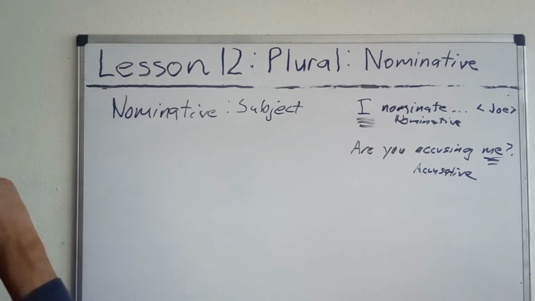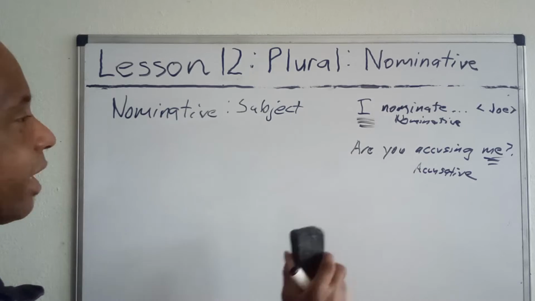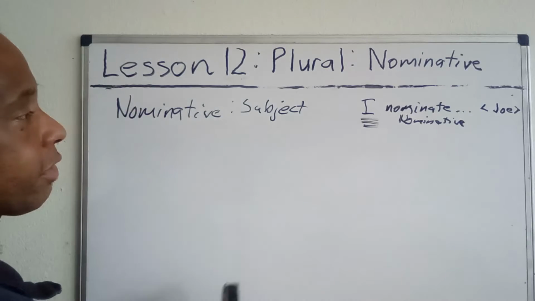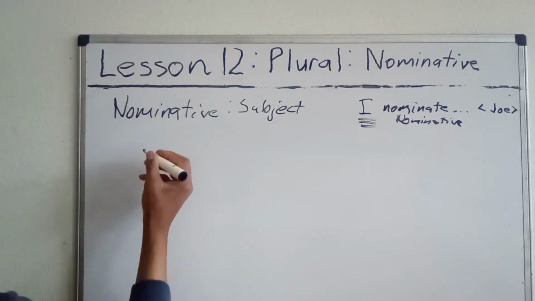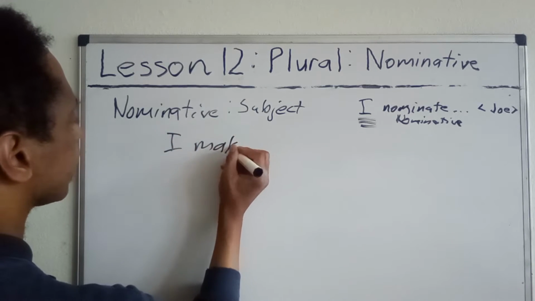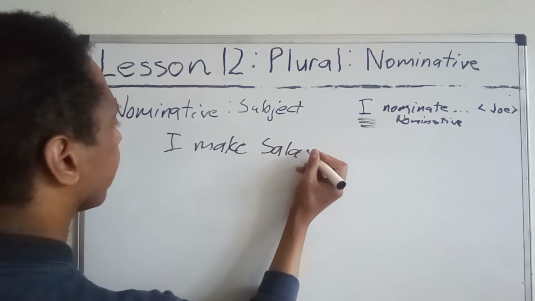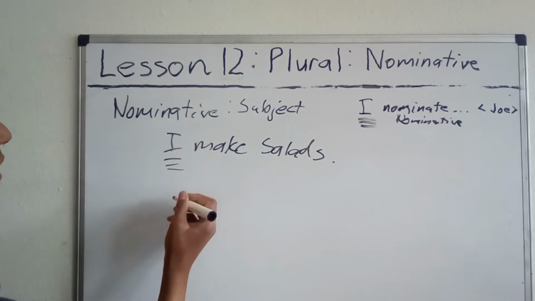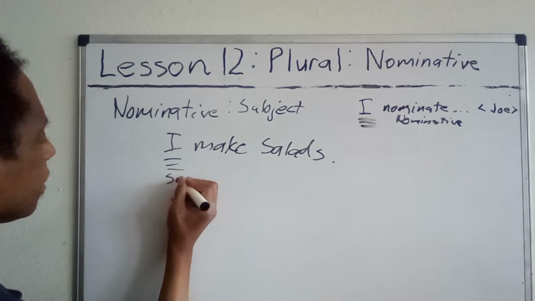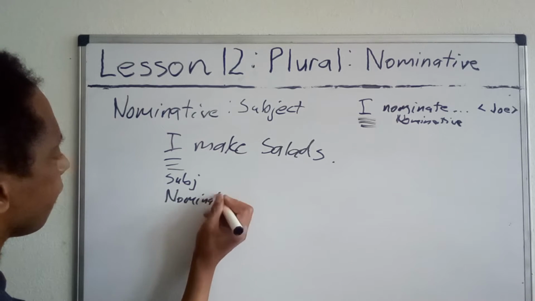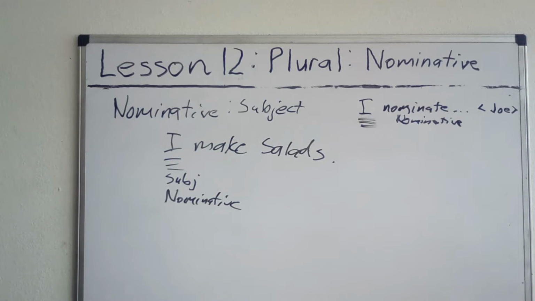If you need to review, go back and review that. It's very important. But this lesson, we're just going over the subject, I. For example, I make salads. I am the subject, so I is in nominative form. Subject is in nominative form.